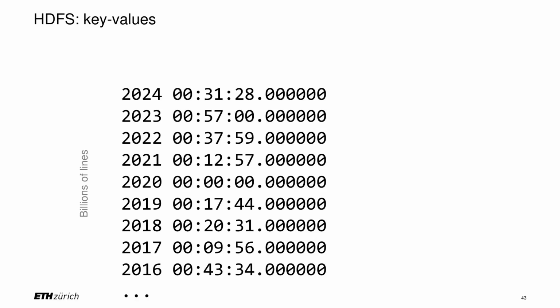So this is a key value approach. We'll see that MapReduce loves that. MapReduce absolutely loves key values. So this is the sort of document that's very easy to feed into MapReduce.